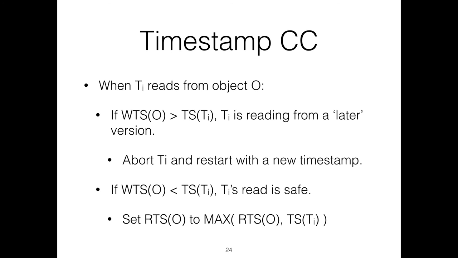So when a transaction reads from a given object, we're going to first check to see if a later transaction has already written to that object. Remember, we set the write timestamp every time we write to it. So if there's a later write timestamp, then the object has been written to by a later transaction, which means what we're about to do, to read from that value, is a problem. We'll be reading the wrong value. So at that point, we're going to kill the transaction, and we're going to restart it from scratch.